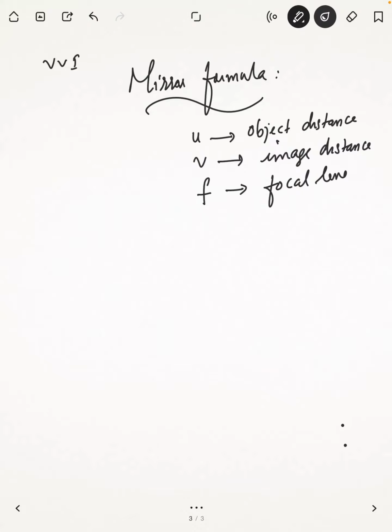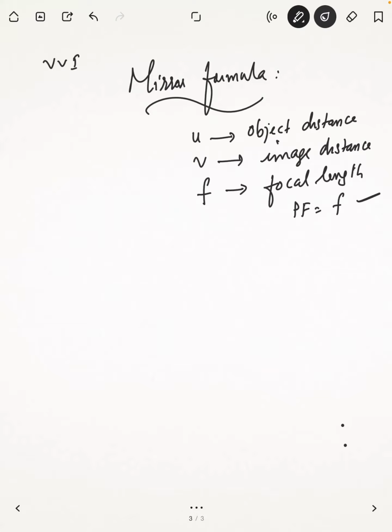What is focal length? It is the distance between pole and focus. PF equal to small f. You know this point, focal length. It is the distance between pole and principal focus of the mirror, that is known as focal length. U is the object distance, distance of the object from the pole, and V the image distance, it is the distance of the image from the pole, and F focal length, distance of the focus from the pole of the mirror.